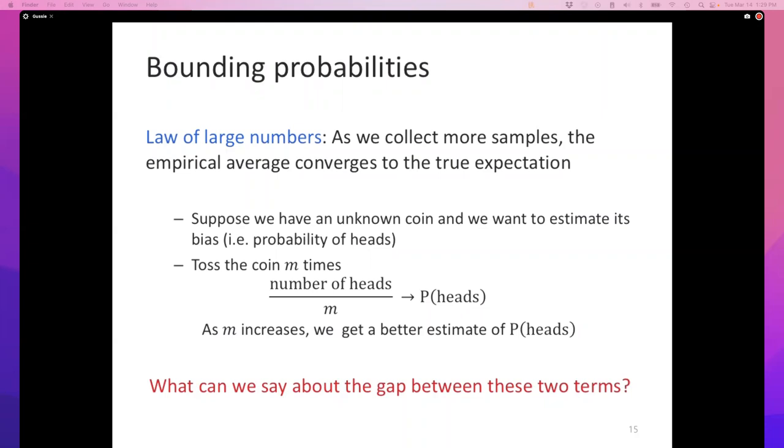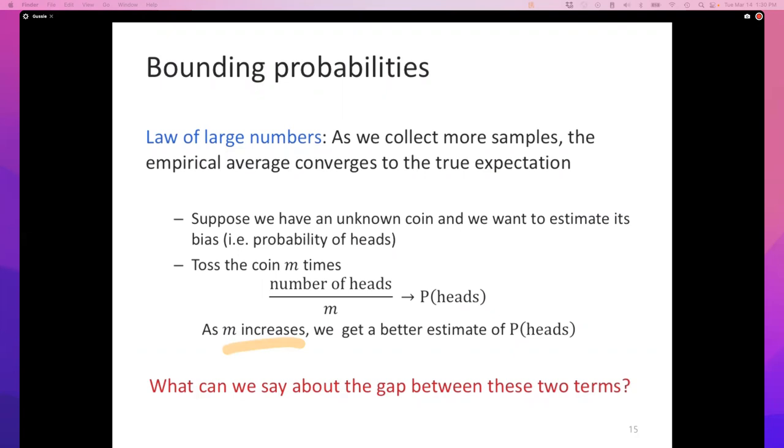So let's say you have a coin. I don't know its bias. I want to know what the probability of heads is. I toss the coin a bunch of times, m times, and count the number of times I see heads. And I just take the ratio, and as the number of tosses increases, this ratio, this fraction, will get closer and closer to the true probability. In the limit, this will be the true probability, and that's the law of large numbers. As the number of trials increases, we get better estimates of the probability.